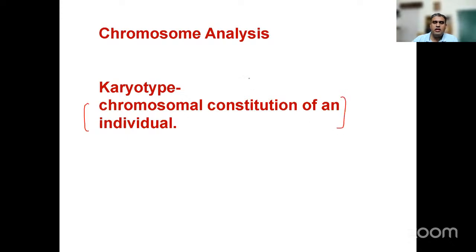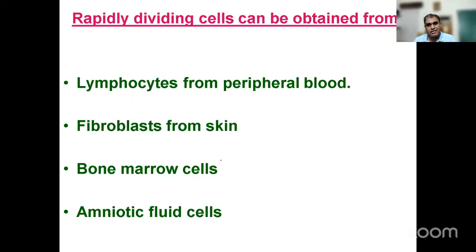If you remember, the Human Genome Project started around 1990, and it took around 13 or 14 years. It ended in 2003 or 2004, something like that. So that was the whole Human Genome Project which was done. And these are the sources of rapidly dividing cells which can be taken.